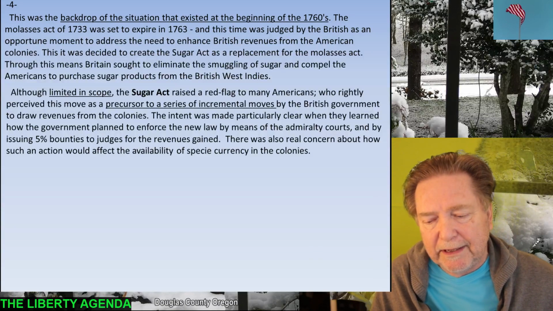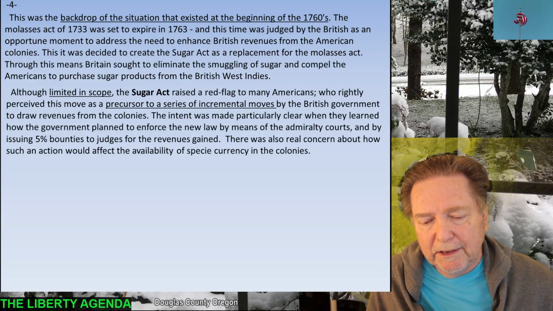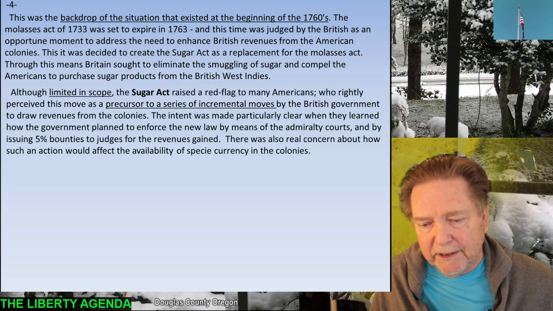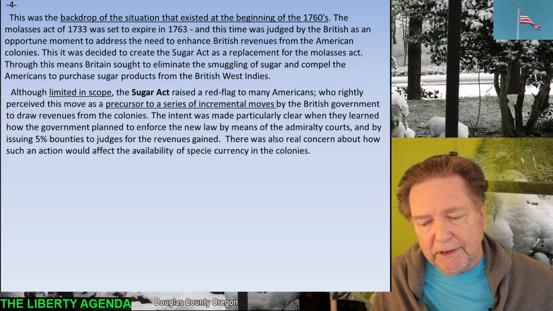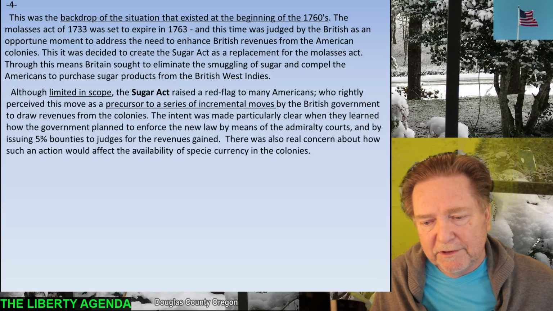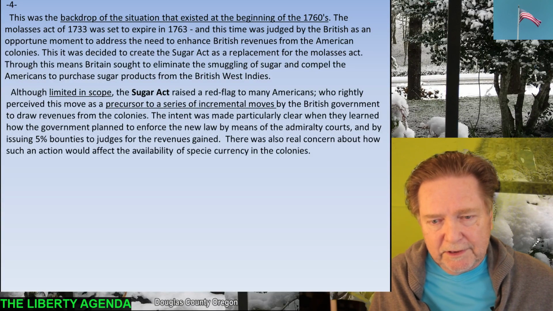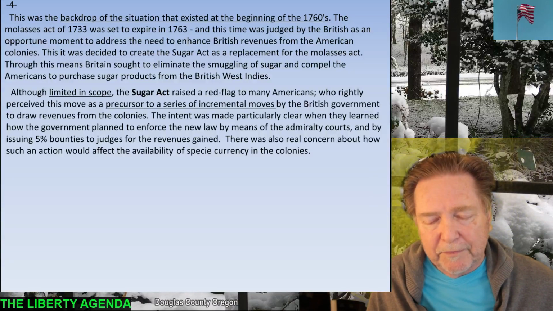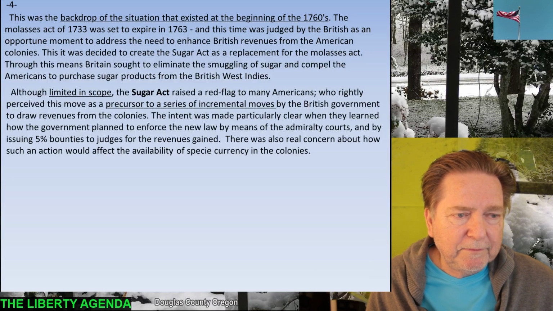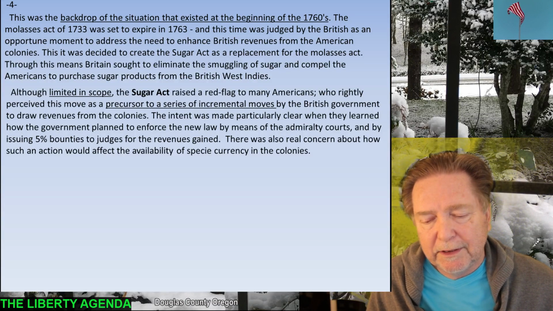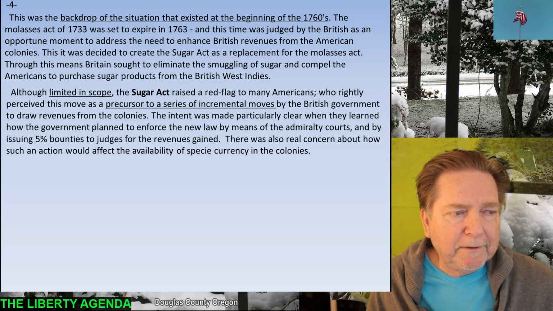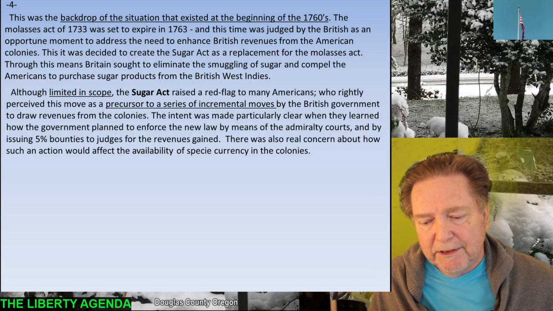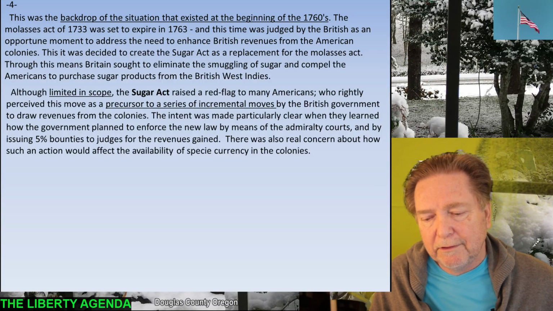I think the intent of the act was also clear to them when they saw that they were going to have admiralty courts, basically the sea protection that would be there to prevent smuggling, and then you would have judges that would be paid by the enforcement, so they would be getting bounties. If you enforce these trade laws, the judges were motivated by 5% bounties on the products, and so there was real concern that they were going to really enforce this, and that this was going to have an effect on their profits, and also on the amount of specie currency in the colonies. Specie was the actual English currency or French currency.